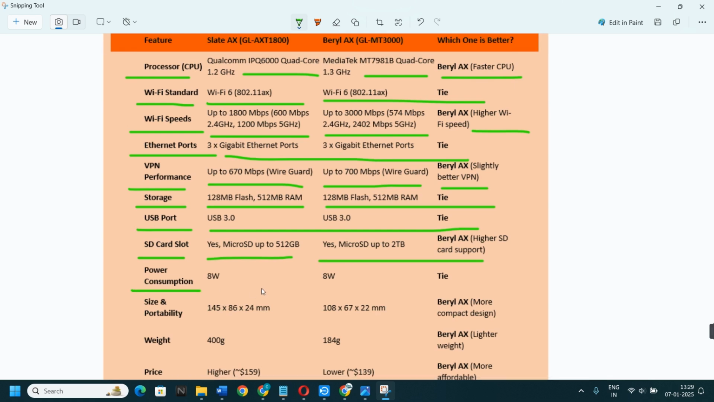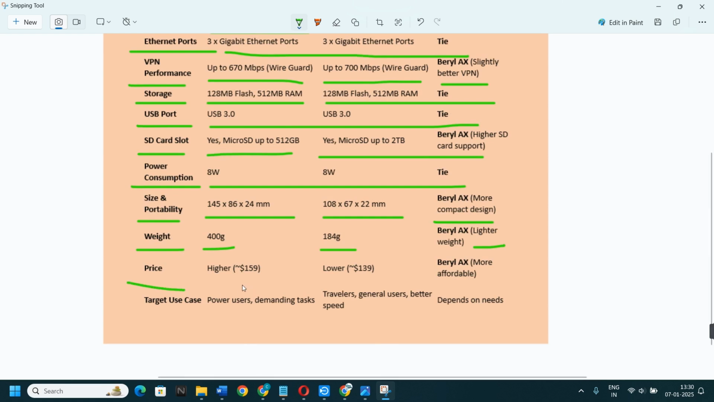Now let's look at the size and portability. In Slate, the size is 145 x 86 x 24 mm, and in Beryl, it is 108 x 67 x 22 mm, so Beryl is better. Now let's look at the weight. The weight of Slate is 400 grams, and the weight of Beryl is 184 grams, so Beryl is better. Now let's look at the price. The price of Slate is higher. The estimated price is $159, and the price of Beryl is lower. The estimated price is around $139, so Beryl is better.